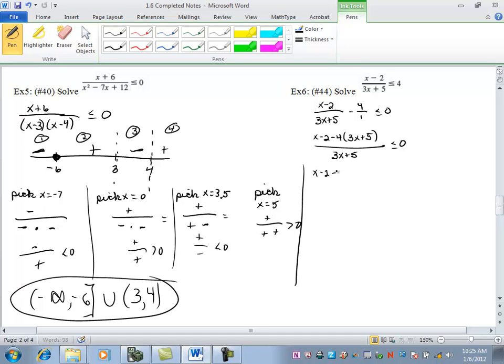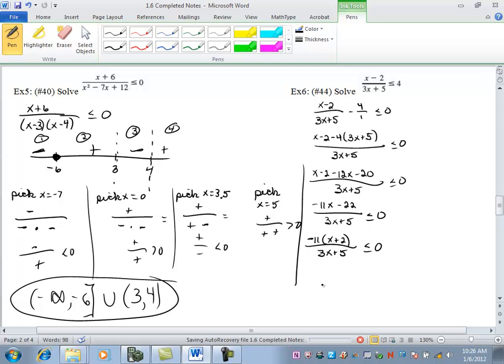x minus 2 minus 12x minus 20 over 3x plus 5, this is less than or equal to 0. Negative 11x minus 22 over 3x plus 5 less than or equal to 0. Factor out a negative 11, x plus 2 over 3x plus 5 less than or equal to 0. So you'll notice what we're looking at on a number line here. I've got a 0 at negative 2. I've got this expression undefined at negative 5/3.